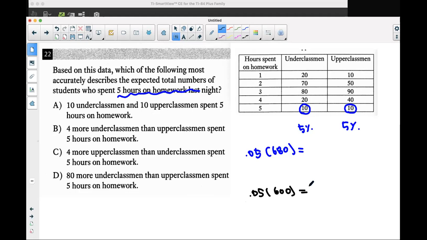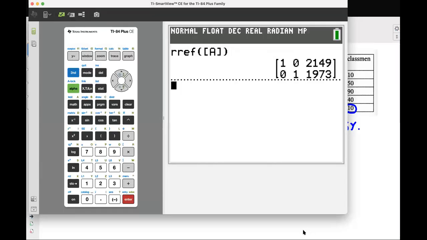So let's try to calculate that for a second. For the first one, I'm getting 34 students. For the second one, I'm getting 30 students. So therefore, there are 4 more underclassmen than upperclassmen. So therefore, choice B seems to be the answer. That's basically what we can do. Is that okay, guys? That was number 22. Let's look at number 23.